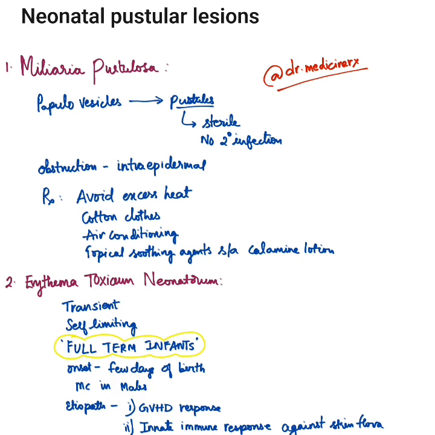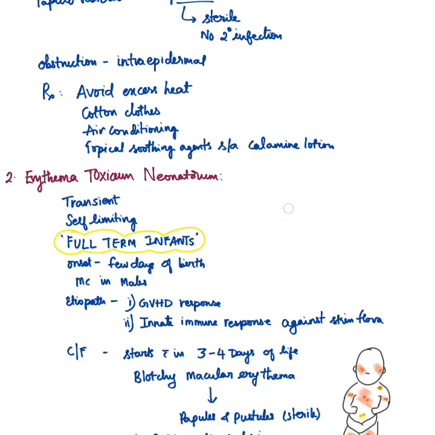The first condition is miliaria pustulosa. It is characterized by the occurrence of papulovesicular lesions that later become pustules, and these pustules are sterile because there is no secondary infection. These are a result of obstruction in the intraepidermal portion of the eccrine duct. Management is to avoid excess heat, put the infant in cotton clothes as well as in air conditioned rooms, and to use some topical soothing agents such as calamine lotion.